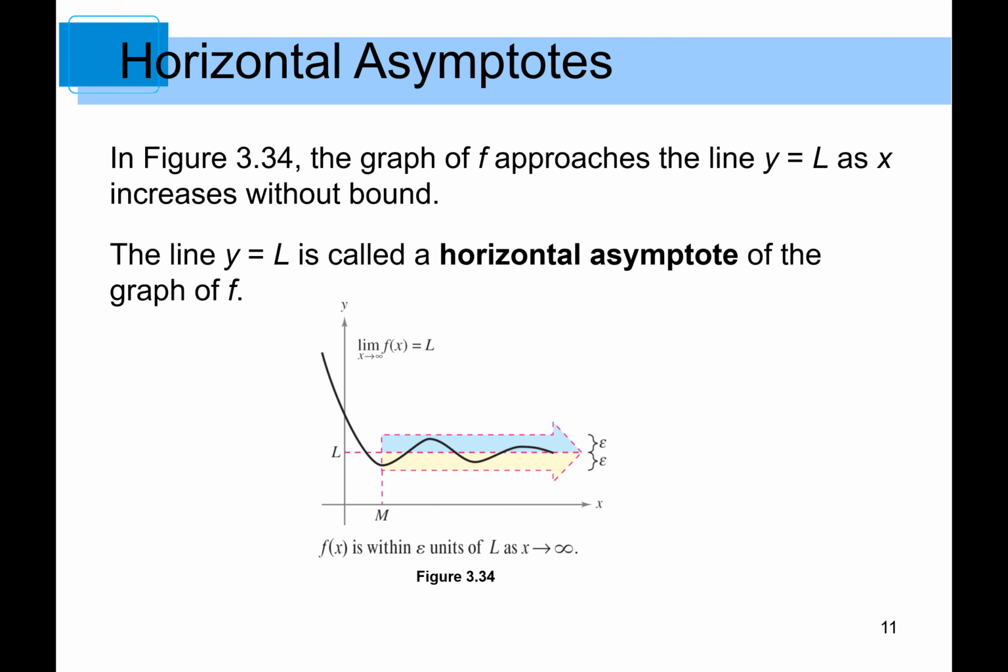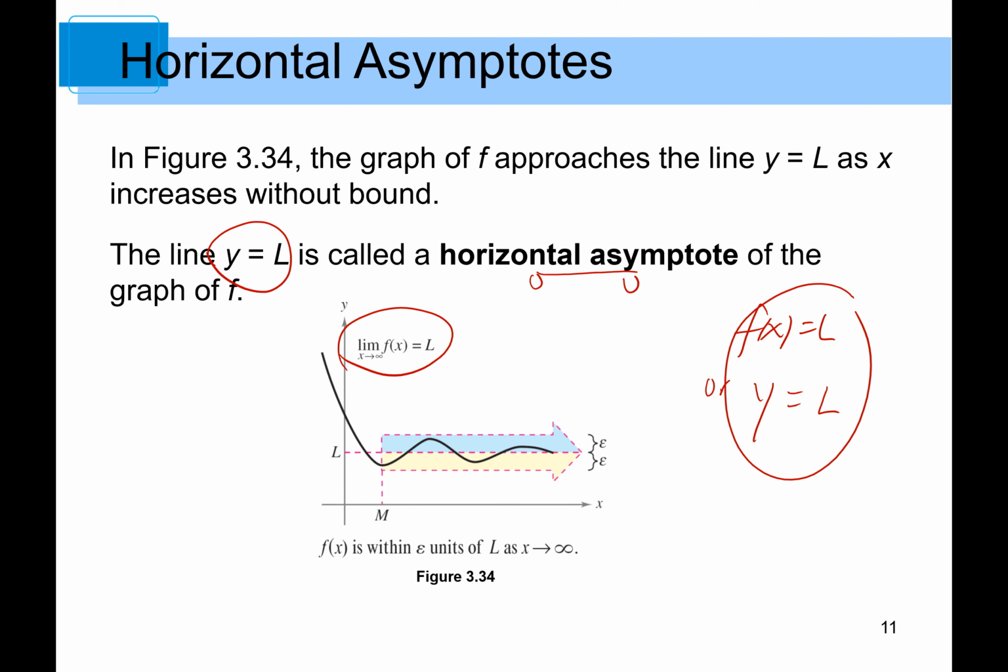The line y equals L is called a horizontal asymptote when f approaches the line y equals L as x increases without bound. So just like the other one we just went over, y equals L or f of x equals L, they mean the same thing. It indicates a horizontal asymptote.